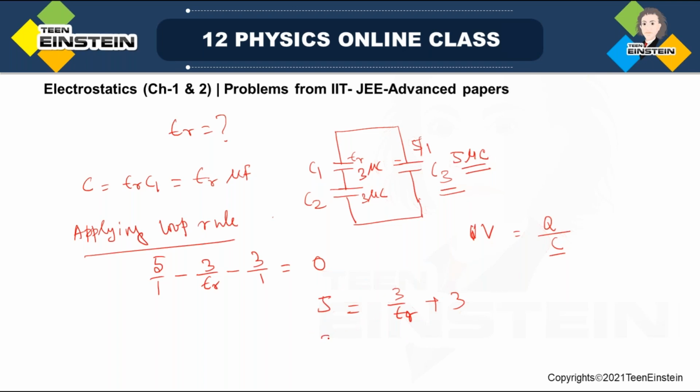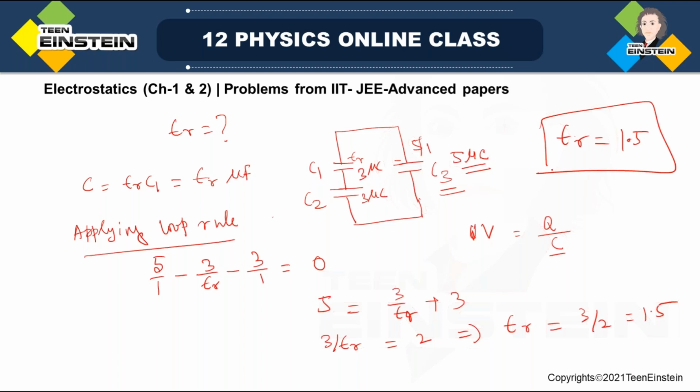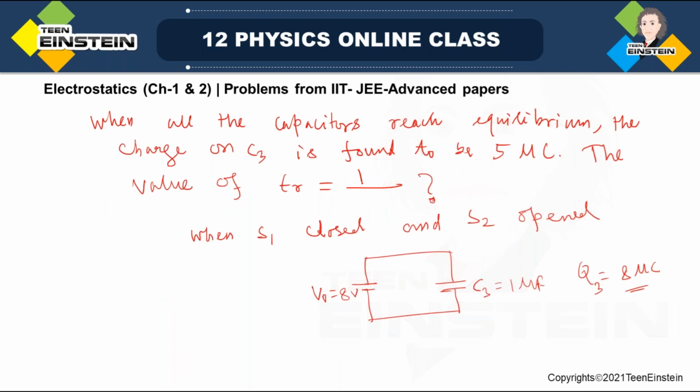Then we get 3 by epsilon r is equal to 2. Therefore epsilon r will be 3 by 2, so it will be 1.5. So 1.5 will be the value for epsilon r. This is the answer for this question, and it is a dimensionless quantity.